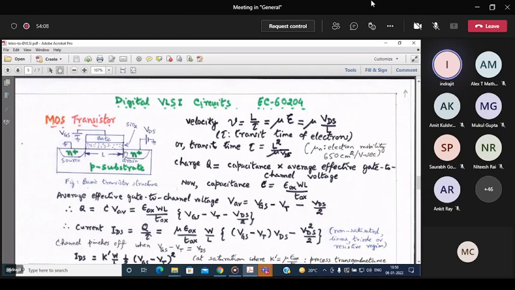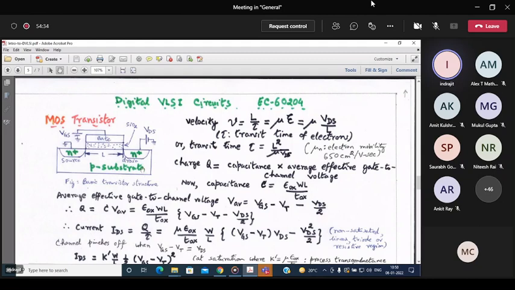Why is it called drain? Source is the terminal of a MOS device through which the majority carriers enter the device. Drain is the terminal through which the majority carriers leave the device. So in case of an NMOS transistor, an N-channel transistor, these regions are made up of N plus, which means the doping density is much higher compared to this.